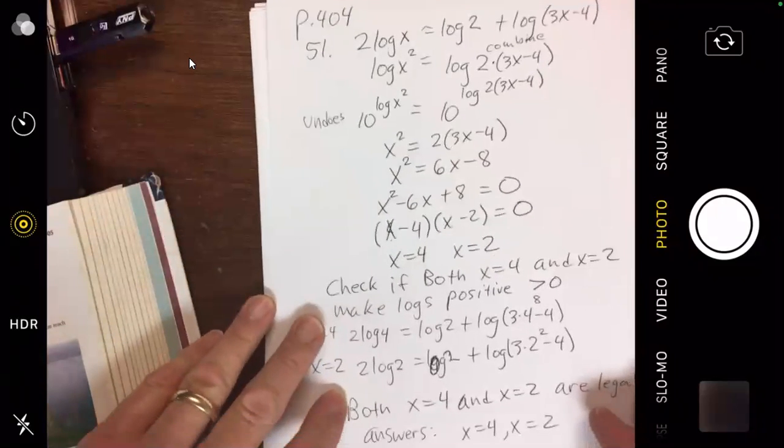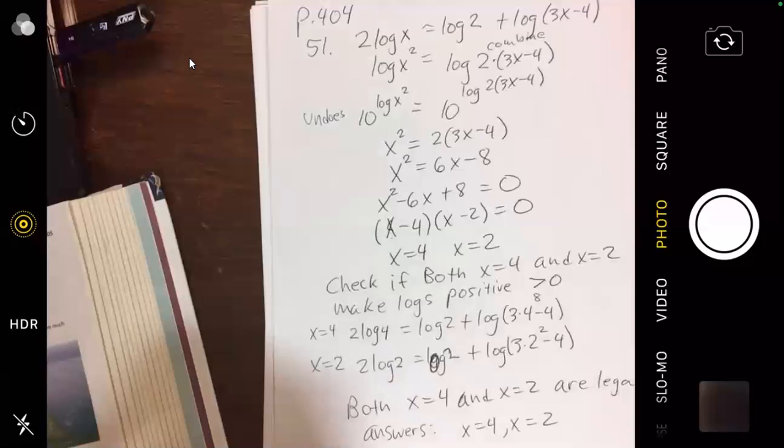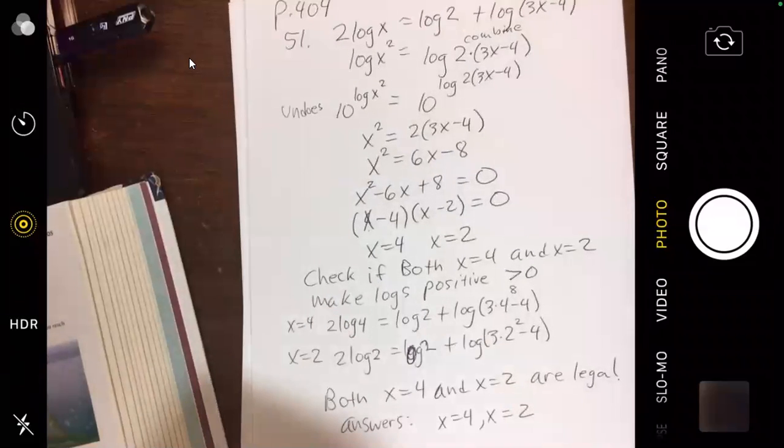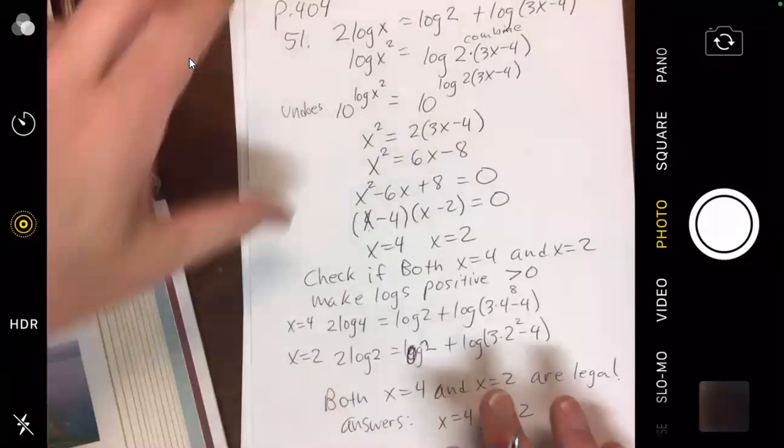Jerking them off too quick. On to the next one. All right, why don't we try something like 65?